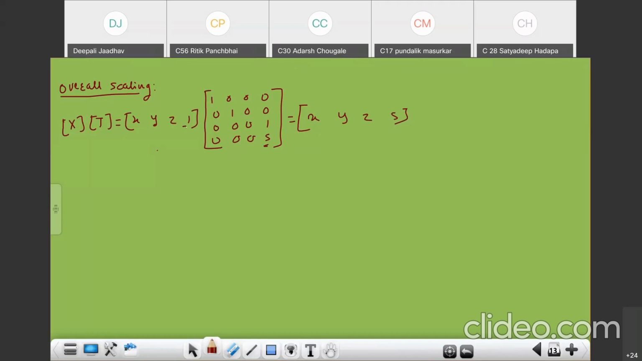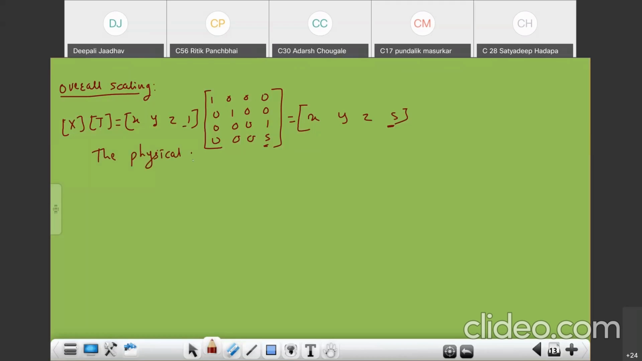Once again, when we perform this kind of multiplication, it gives the result x, y, z and s. It means the first 3 coordinates remain as they are. Only h becomes the scaling factor s. So it is not the final result or final overall scaling. For that we need to use the scaling factor in place of h to find the physical position vector.